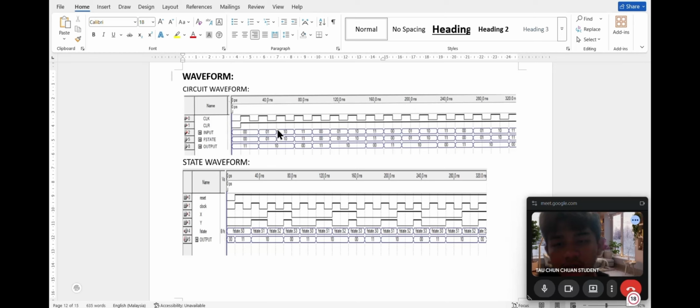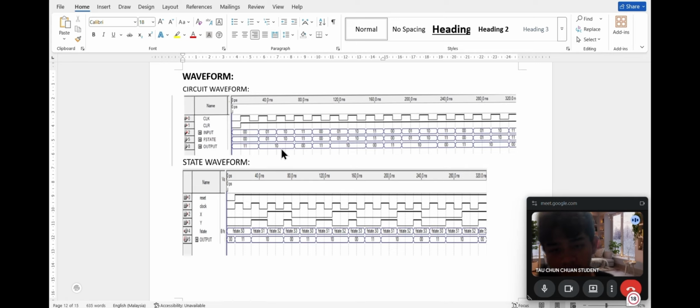Wait, we got the circuit waveform. So the clock is up. So the input is 0 0. 0 0 is walkie-talkie on. And then the output is 1 1. So with 1 1 output, the buzzer is activated and the light is on. So the next state is 0 1. So 0 1 is transmit.